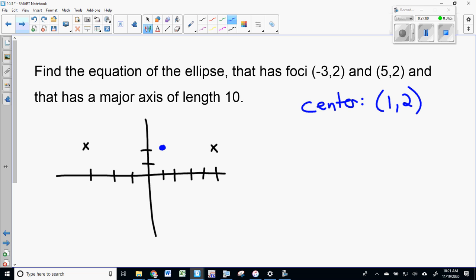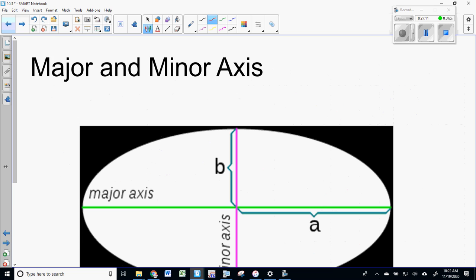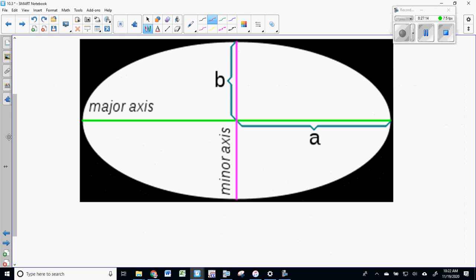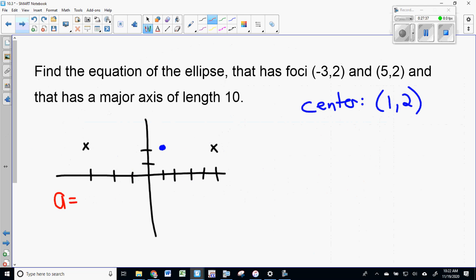Now, from this and from the information we have, do we know what A is? The length of the major axis is 10. So what is A? 5. A is 5. The length of the major axis from here to here is 10, so A is just half of 10, which is 5. So what's my C?